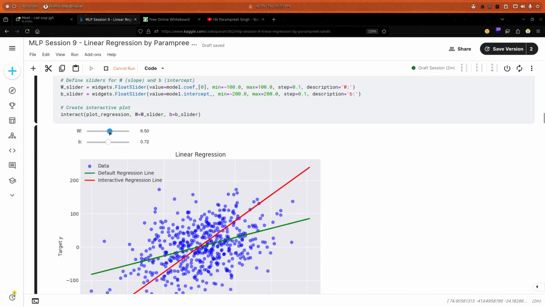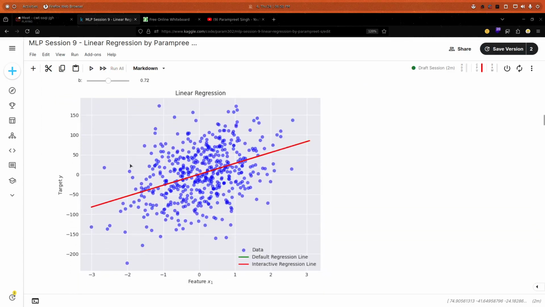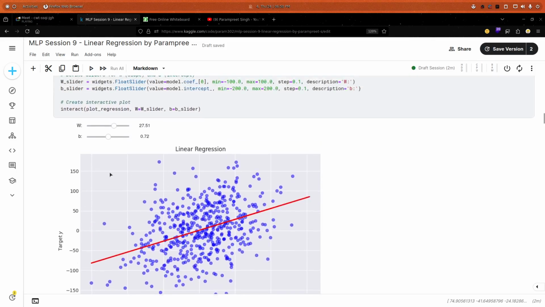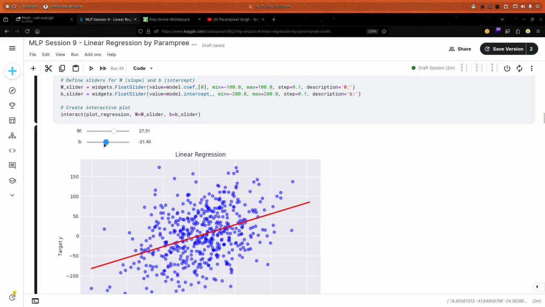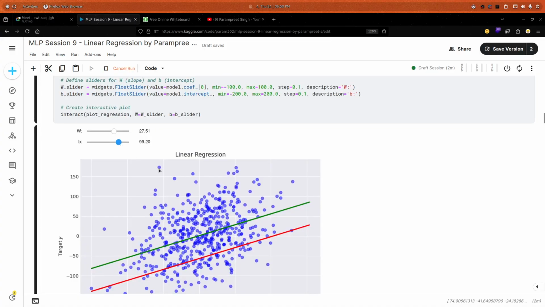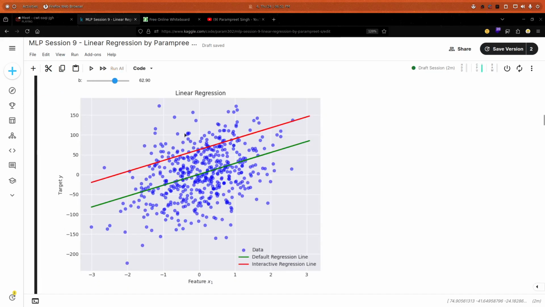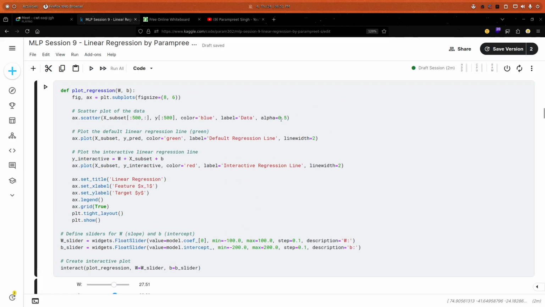Now if I set it to the actual value which it was, let me run it again. Now for B, which is the intercept, if I decrease B, the red line will be below the green line. If I increase the bias, the line will go up, above the green line. So this is how bias, which is the intercept, works. This is just a basic overview, and I will share this notebook with you all.